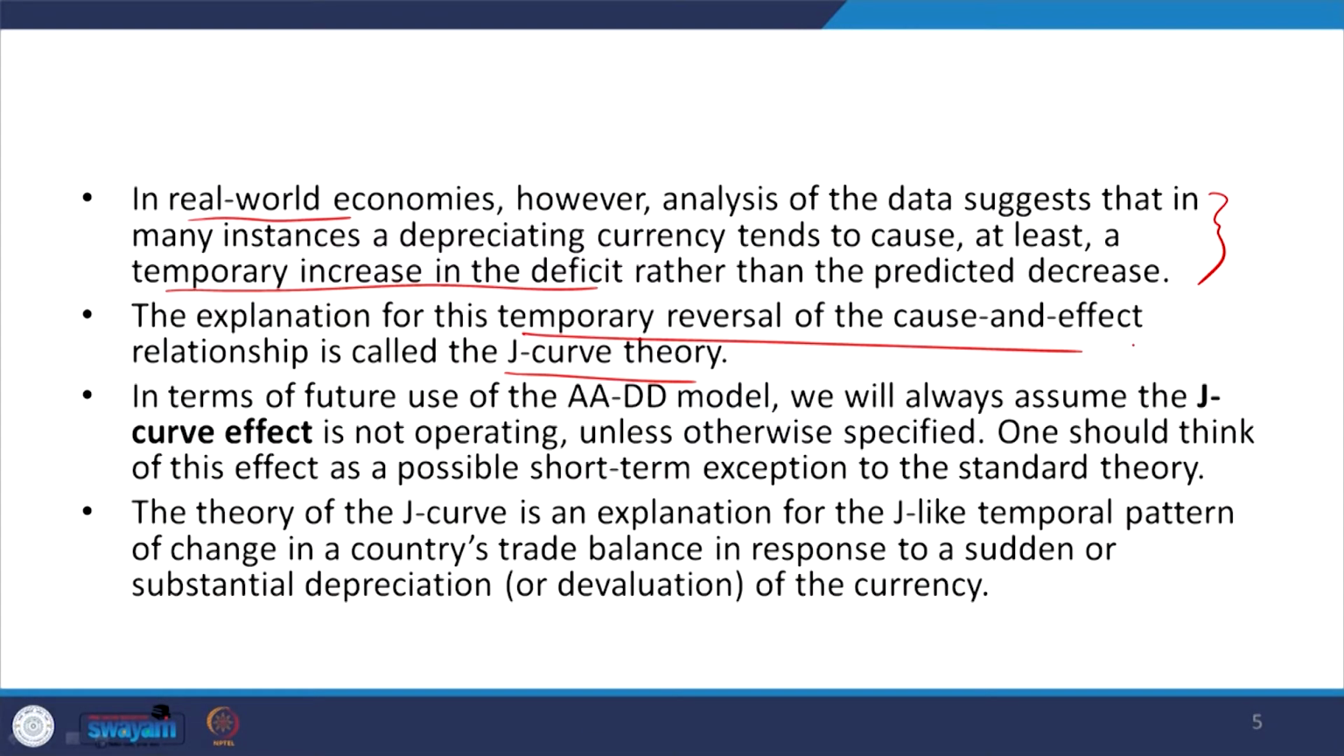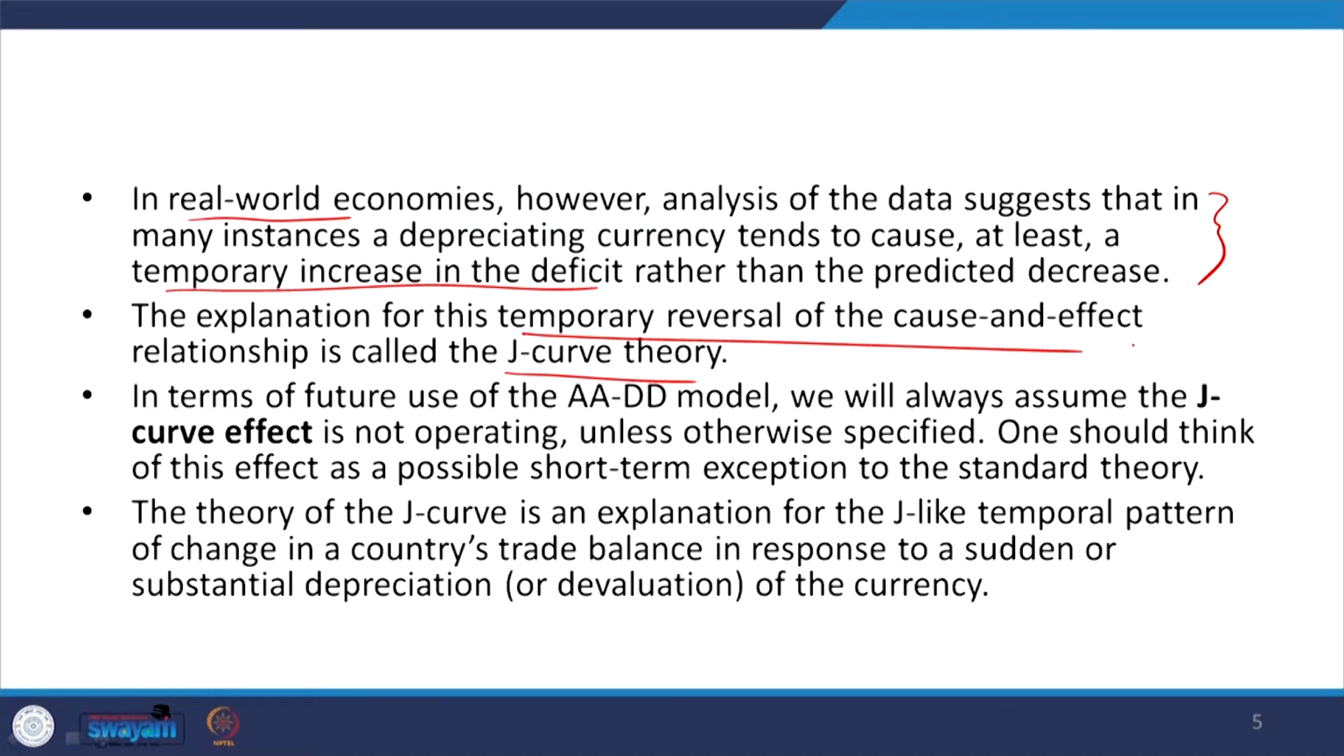So, in terms of future use of the aggregate demand model, we will always assume that the J curve effect is not operating, unless otherwise specified, unless it is specifically mentioned for a time period. It may not be considered for a long period, and the changes are not going to be perennial. One should think of this effect as a possible short-term exception to the standard theory.